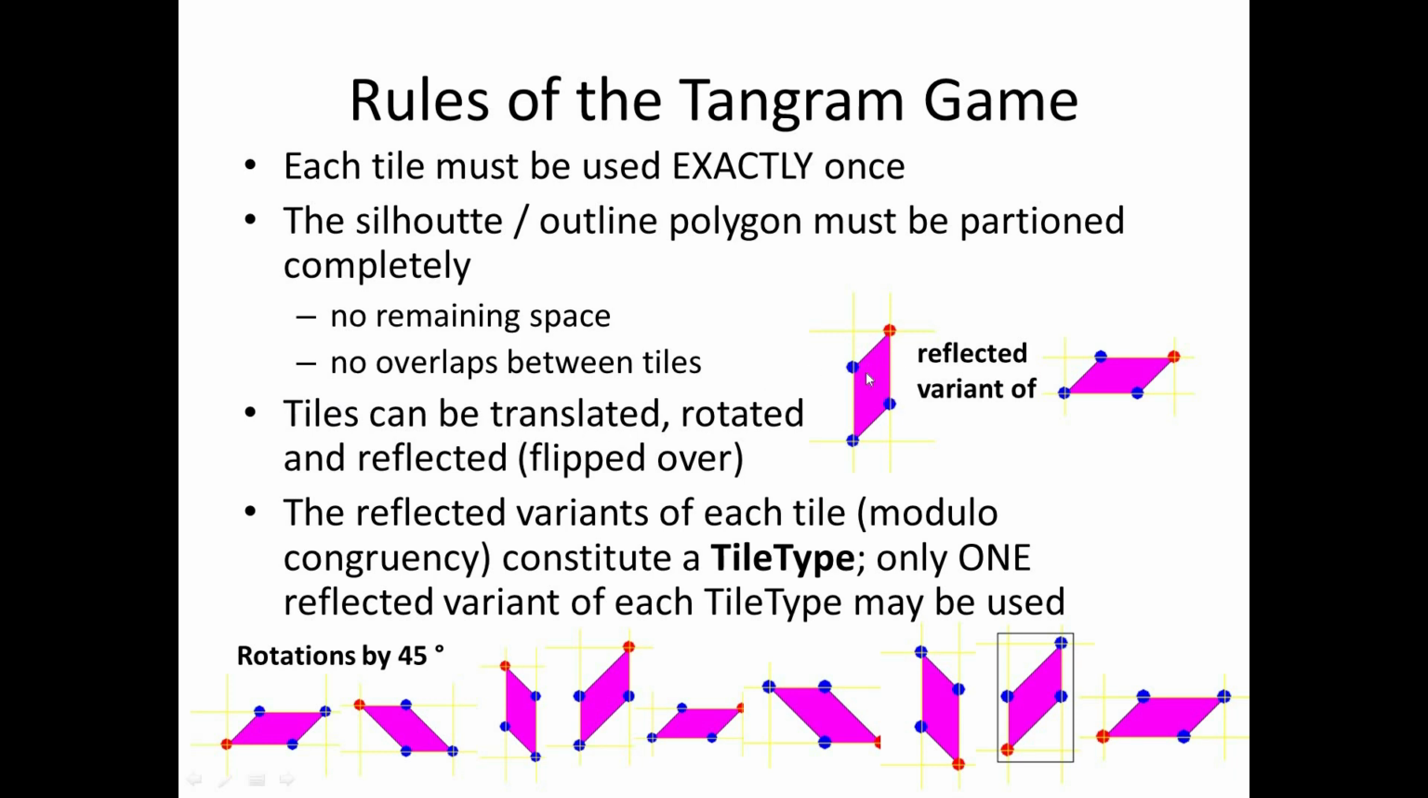For example, this one here is a reflected variant of this tile, and if you compare this to the possible rotations around 45 degrees, which are listed here at the bottom, you see that the reflected variant is not one of its rotated variants. So the reflected variants of each tile, modulo congruency, constitute a tile type, and only one reflected variant of each tile type may be used in a solution.